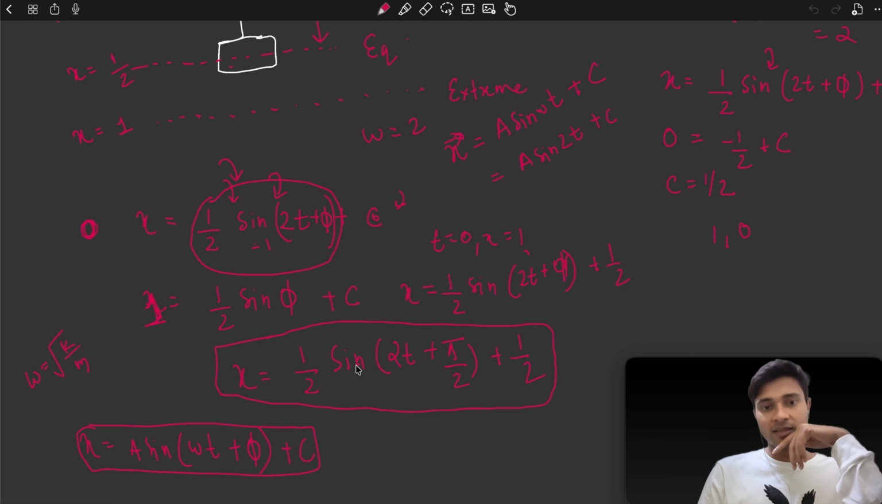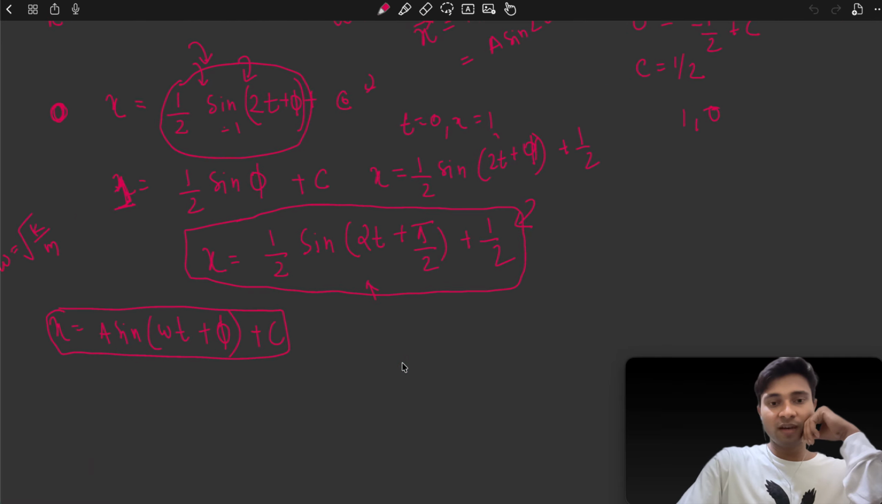If the maximum value of sine is 1, then 1 by 2 plus 1 by 2 is 1. The minimum will be minus 1, so minus 1 by 2 plus 1 by 2, the minimum value will be 0. So this term satisfies my conditions. This is how our position is varying.